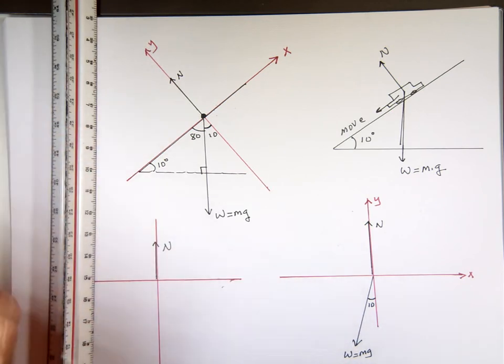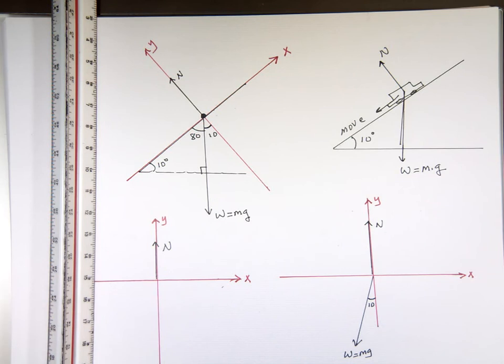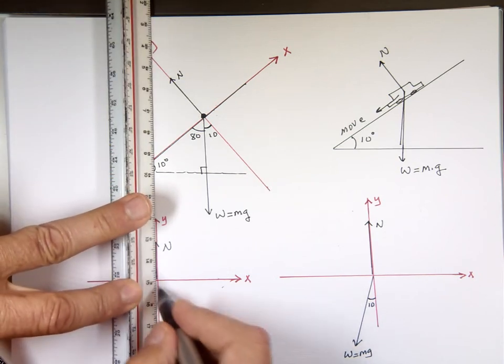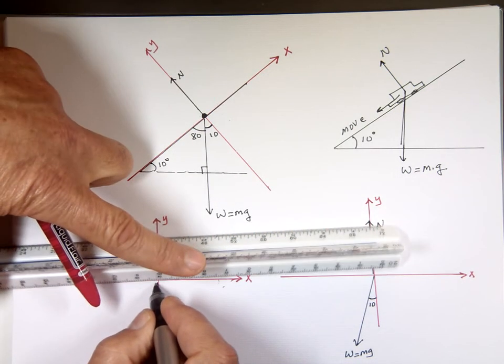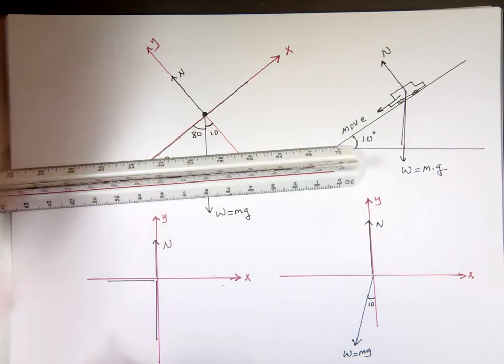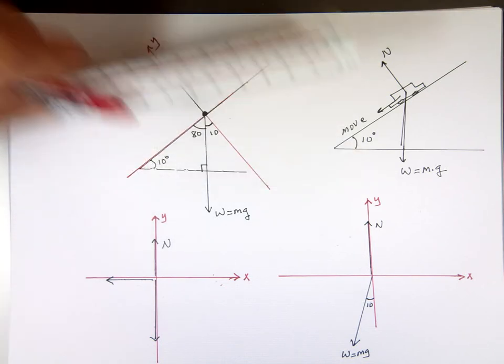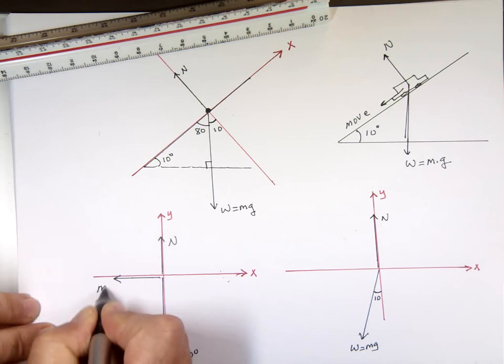So this is the y-axis right here. This is the x-axis. When you break this one into two values, to go from here to there, you have to go down and go to the left. So I know both are going to be negative. It's going to have a component in this direction. It's also going to have a component in that direction. And what are these pieces? This is mg cosine of 10 degrees. And this is mg sine of 10 degrees.